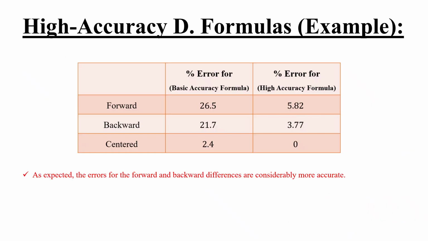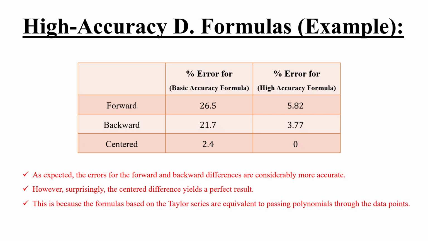Now what we learn from here is that, as expected, the error for the forward and backward differences is considerably more accurate than in the previous case. However, surprisingly, central difference yields a perfect result, but only to this number of significant figures. This is because the formulas based on Taylor series are equivalent to passing a polynomial through the data points.